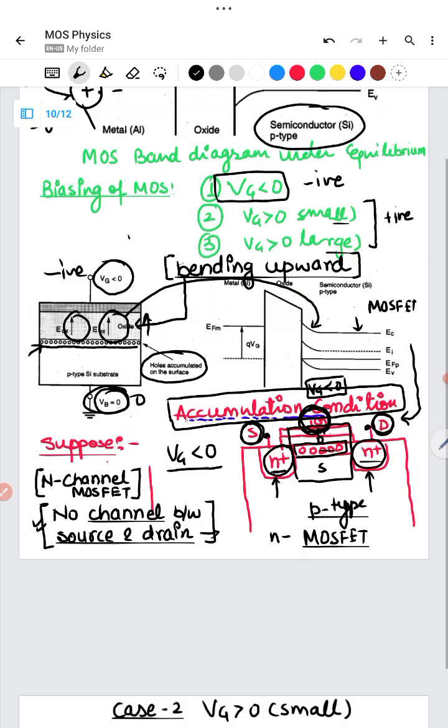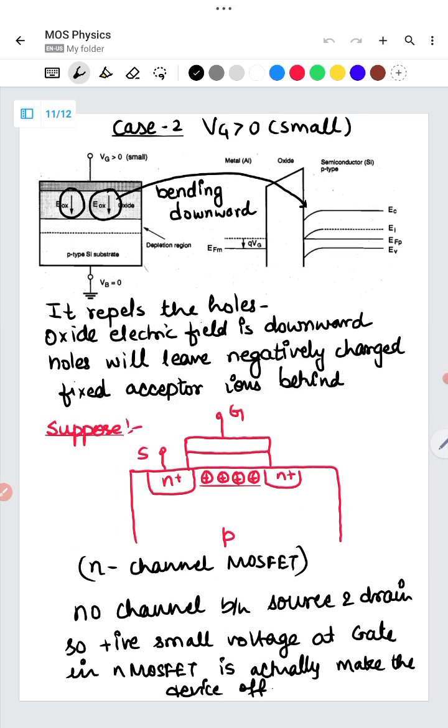Now let's understand the other condition, which is Vg greater than 0. Remember, we are considering a case when Vg is greater than 0 but small. When Vg is small, you have a small electric field directed towards the downside. If the electric field is directed downward, the bending has to be done towards the downside. When you apply a small positive voltage, it repels the holes. It basically repels the holes towards the substrate.